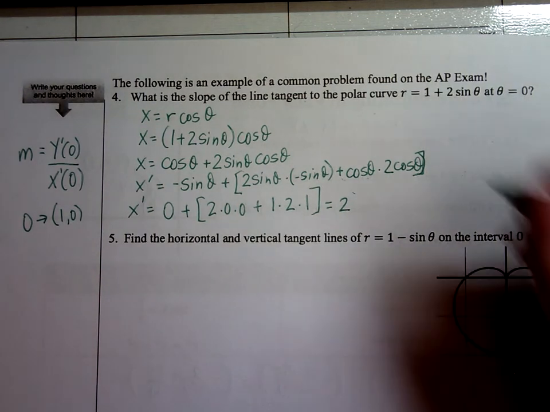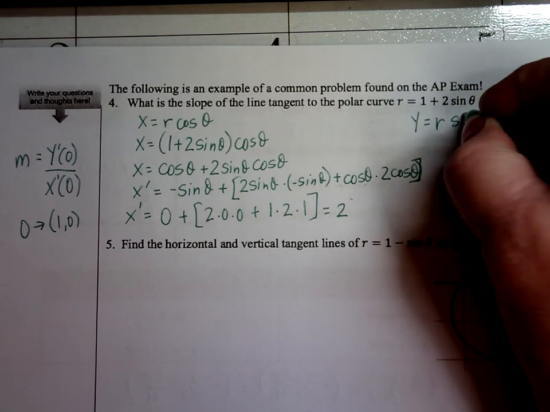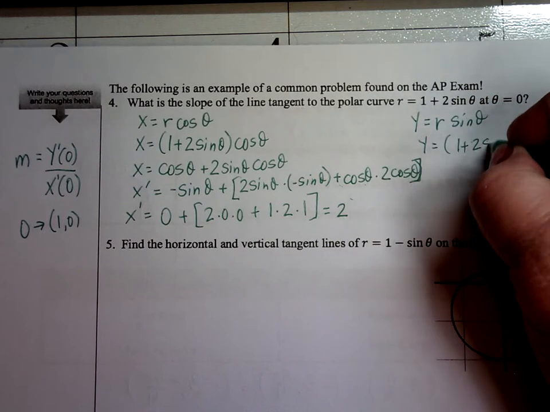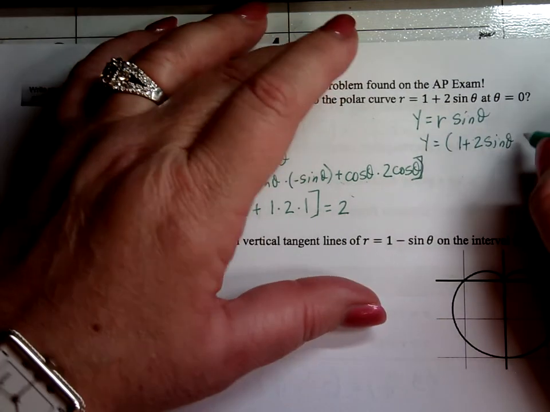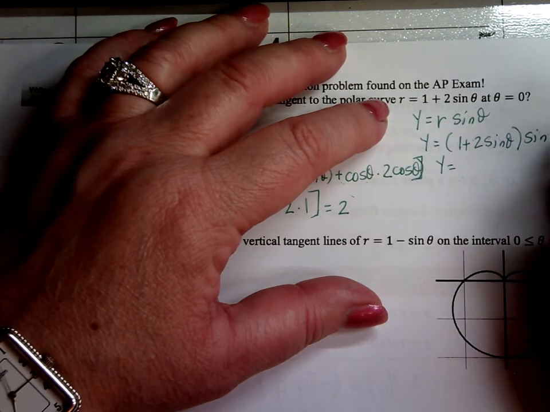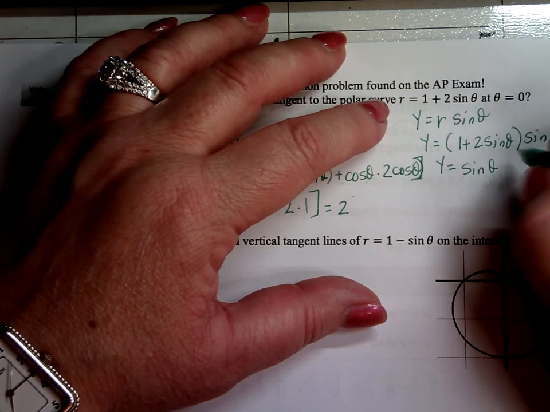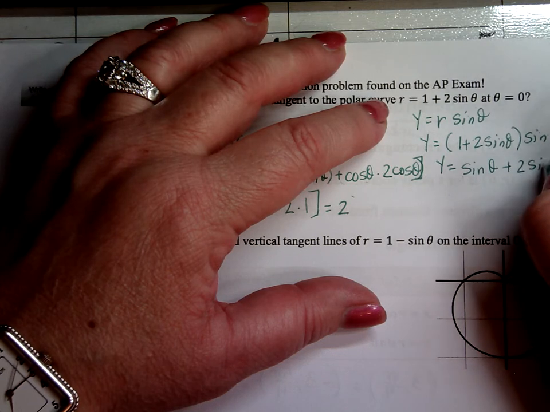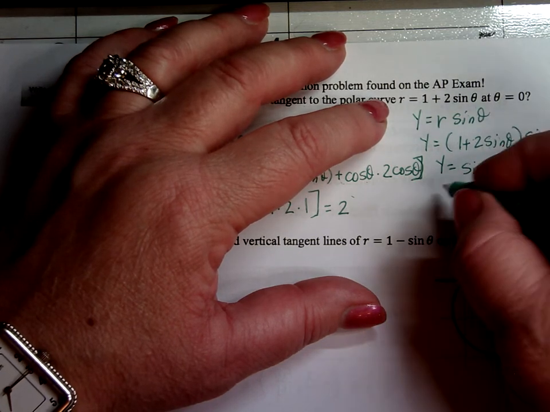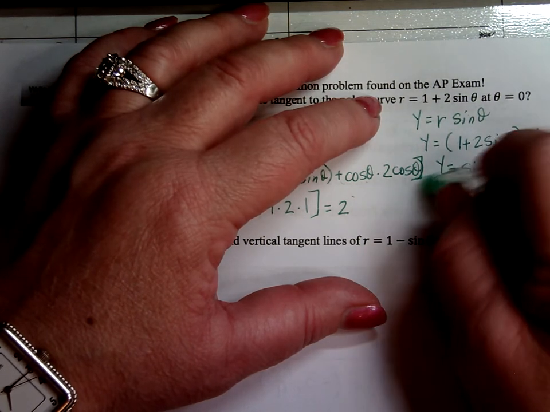Do the same thing, same concept. I'm going to go with the fact that I know that y is r sine of theta. What do I know r is? r is 1 plus 2 sine of theta times another sine of theta. That's going to give me, distribute the sine in, sine times 1 is sine. 2 times sine is 2 sine squared theta. Put in your derivative, that's next, y prime.